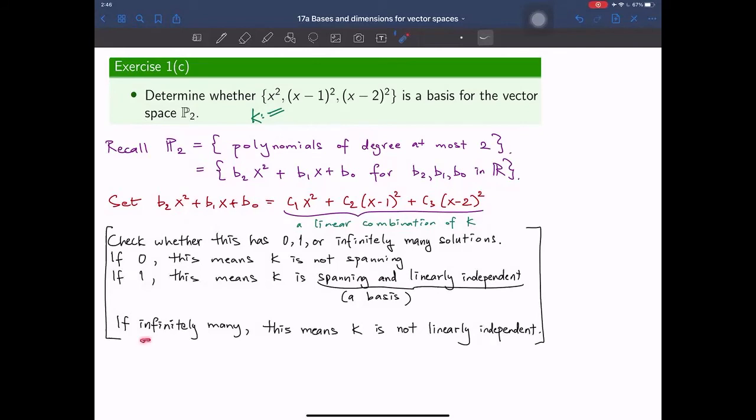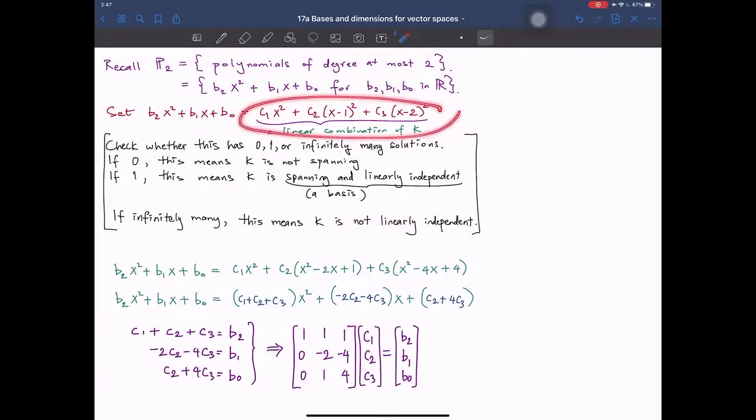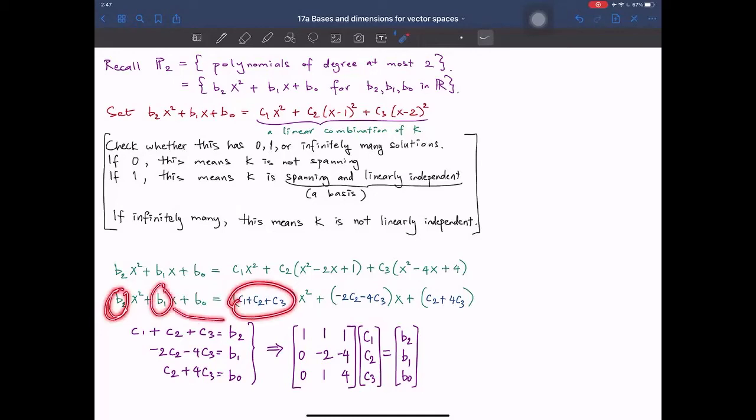If we get infinitely many solutions, this means that K is a spanning set, but K is not linearly independent, so K is not a basis. Right now, this right-hand side is not written in standard form, so I do computation so that I can rewrite it in this way, where I have x squared, x, and the constant term. And this means that the number B2 has to be equal to this sum, and the number B1 has to equal this sum, and B0 is equal to this sum.